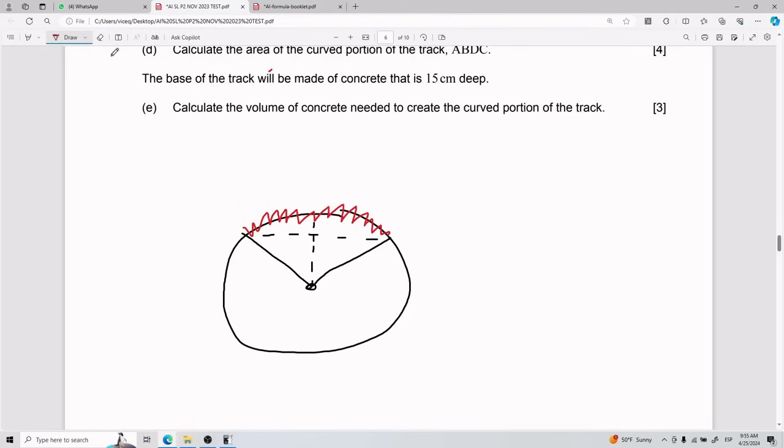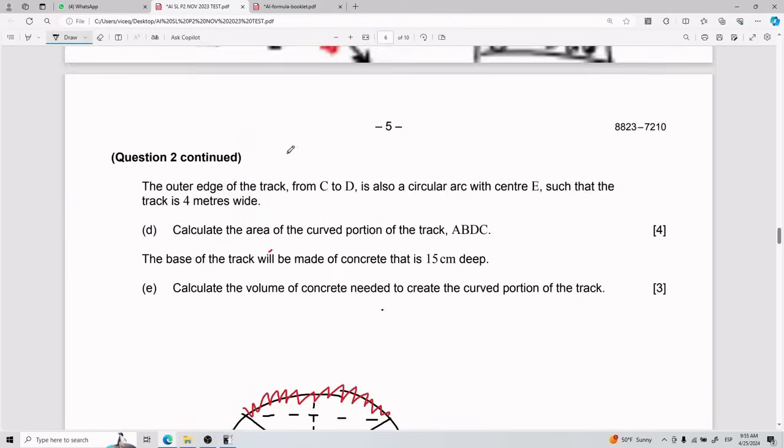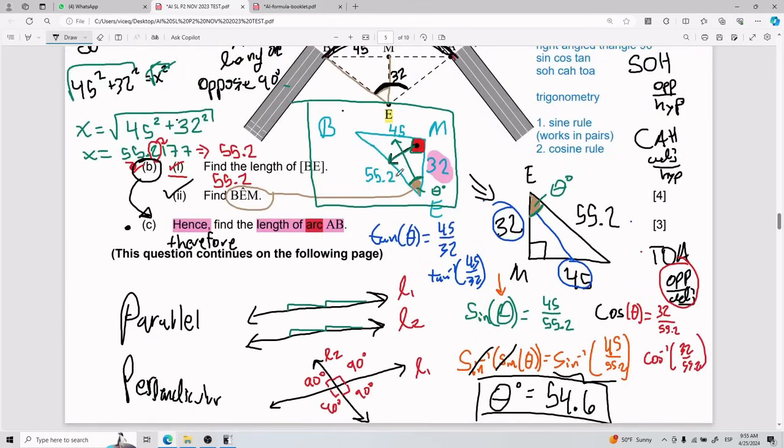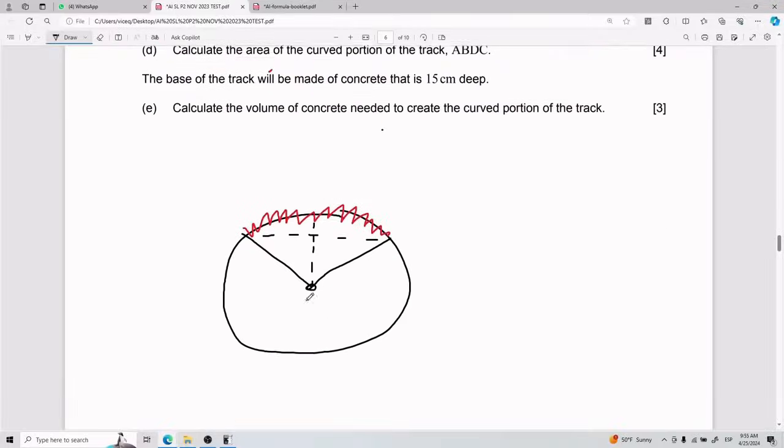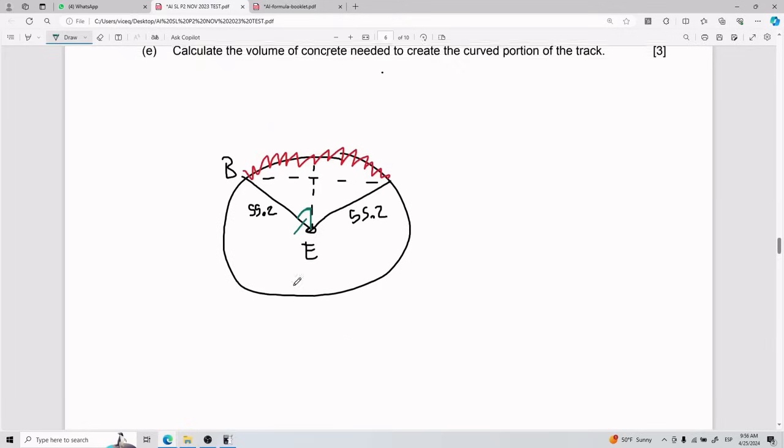And what information do you have? Well, you just found that the radius from part B was 55.2. So this is E, this is B. So this is 55.2, which means that this is also 55.2, right? And you just found that this angle here is 54.6.